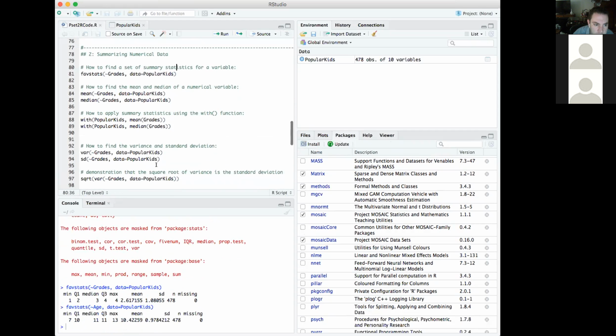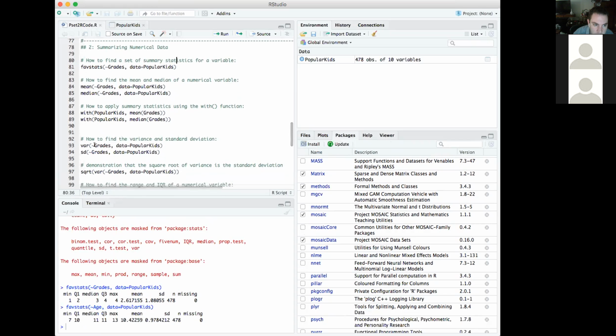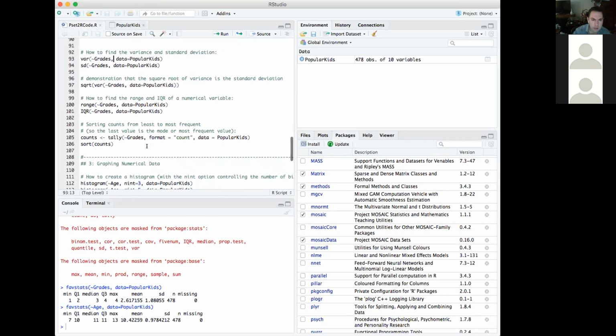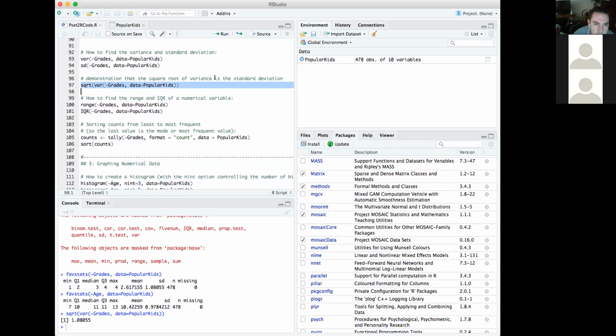And some other commands we can use. We can use the variance command and the standard deviation command, which are just var and sd respectively. And as you can see here, for the commands, we're putting in the variable that we're interested in first, and then we're telling R which data set we're using by having data equals popular kids to let R know which data set we're working with here. And this will show us that the square root of the variance is equal to the standard deviation for the grades variable.